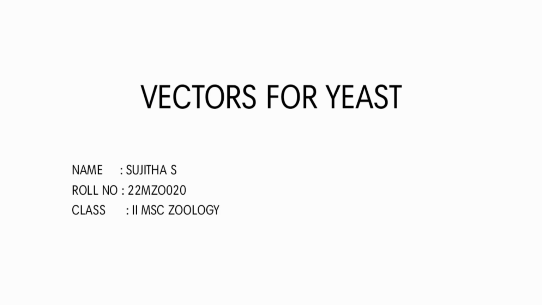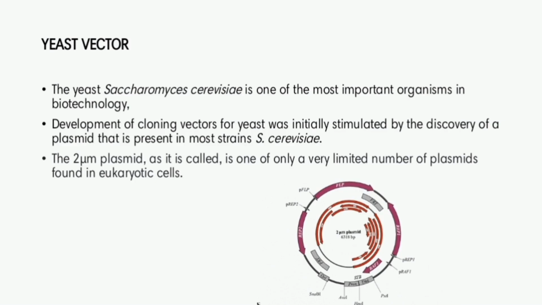Hello everyone. Today let us see about the vectors for yeast. Saccharomyces cerevisiae is a yeast which is the most important one in biotechnology. So development of cloning vectors for yeast was initially stimulated by the discovery of a plasmid which is present in most strains of Saccharomyces cerevisiae. So the 2-mu plasmid is a common plasmid which is found in eukaryotic cells.